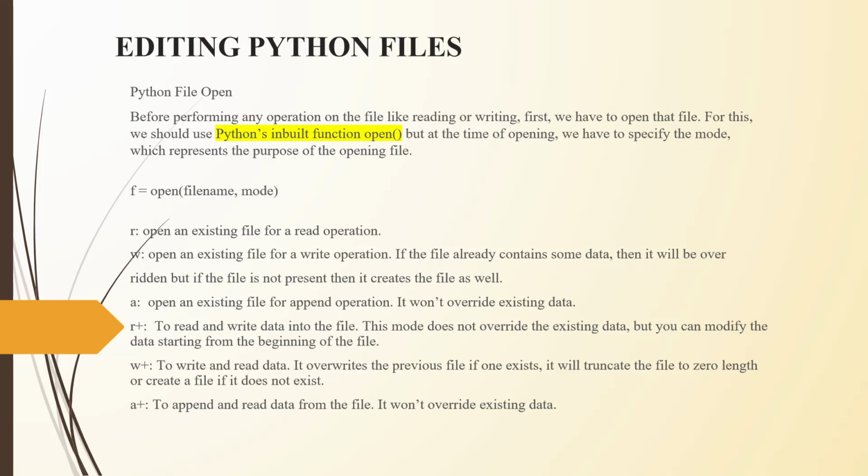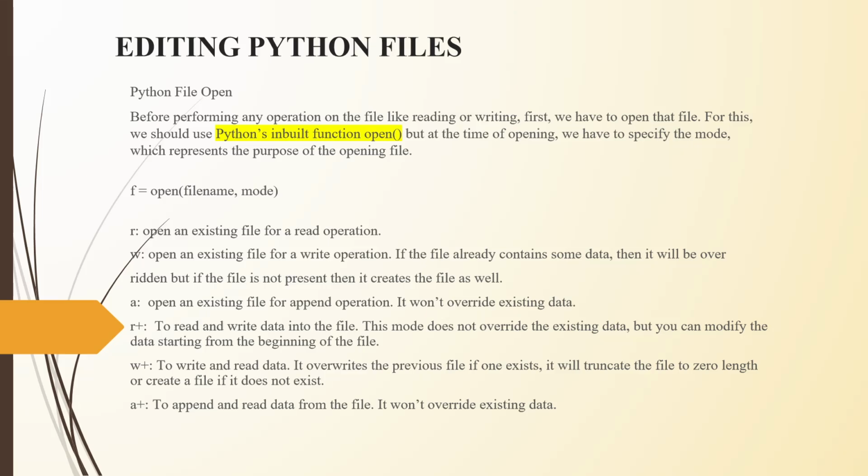'a' means append mode. Purpose: opens an existing file for appending data. Behavior: new data will be added to the end of the file without modifying the existing data. If the file does not exist, it will be created.